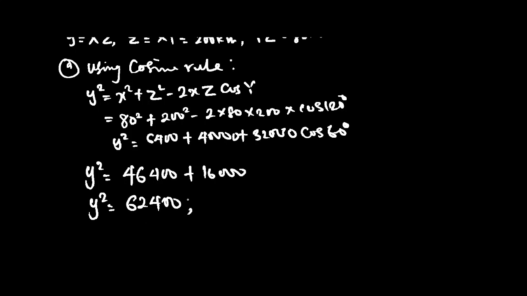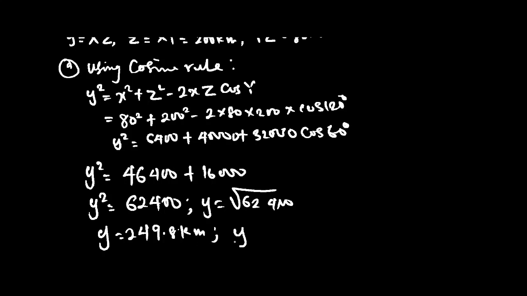So y now is the square root of 62,400. So y is equal to 249.8 kilometer. Are you seeing it now? So the question is to do what? To take significant figure, you have that y is equal to 250 in meter.